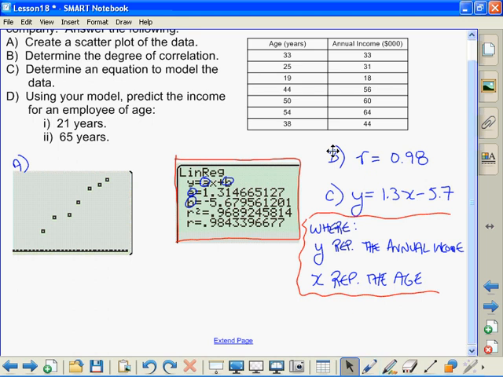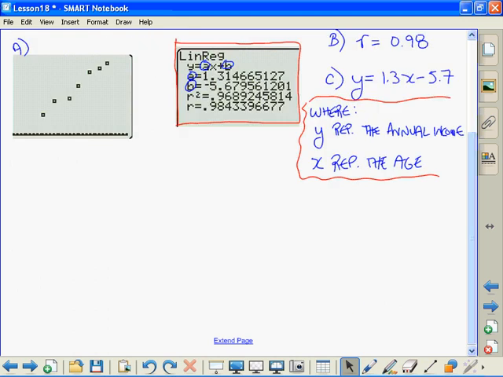D part, use your model to predict the income for an employee of age 21. So you can go to the graph. Now, it's a little trickier with us because we're not doing the graph, and it's not a regular graph, so to speak. So we can't just read off our graph because the XY axes on the calculator don't show. So for the D part, we're just going to use our equation. The first one was 21 years, and you need to make sure you know what variable that is. If we go back here, x is the age, so that's our x value.